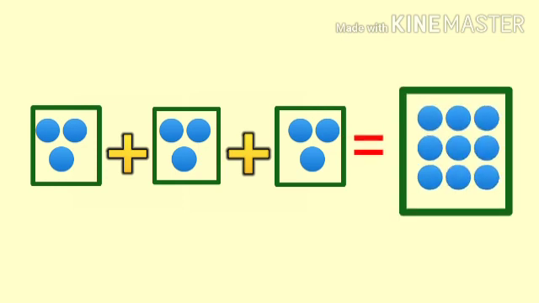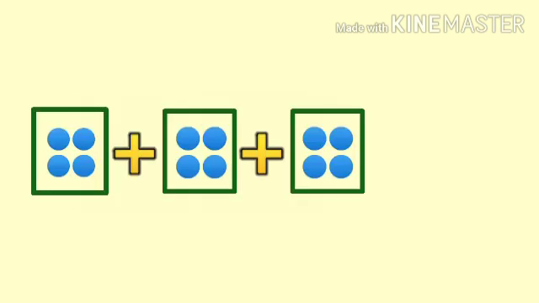We can do this one as 3 threes or 9. Here the first 3 represents the number of boxes and the second 3 represents the number of dots in each box. Then the result is 9. Understood, children?